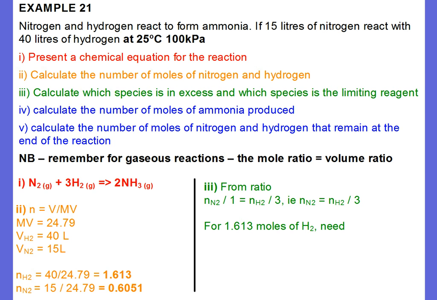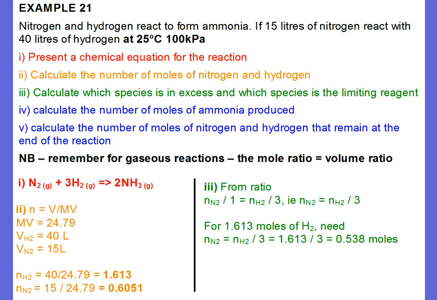Note I've gone back to the full value because when you're doing your calculations you use the full number, not the rounded off number. For this 1.613 moles of hydrogen, how many moles of nitrogen do we need? Well, we're going to need that number divided by 3, which is 0.538 moles. So to completely react our 1.613 moles of hydrogen, we only need 0.538 moles of nitrogen.